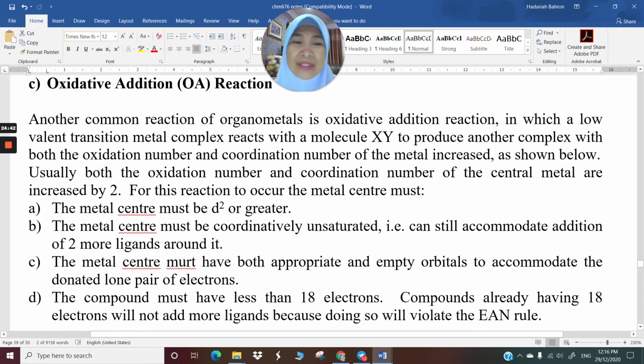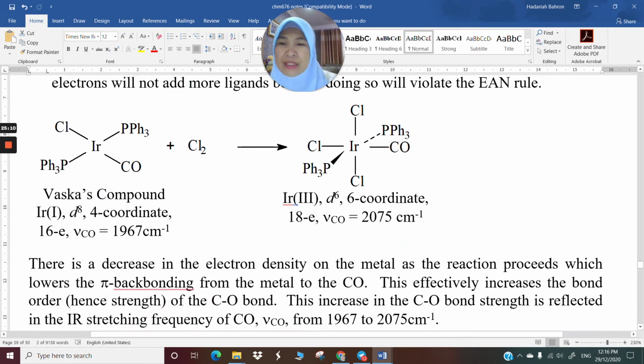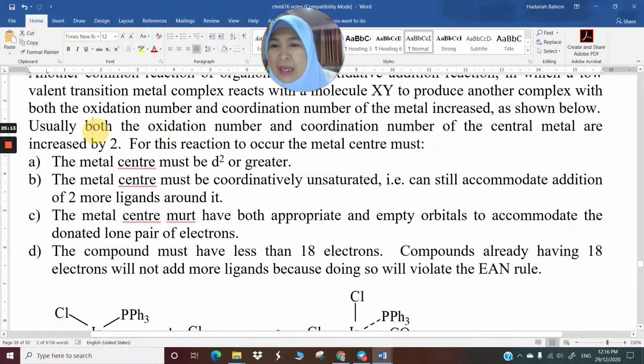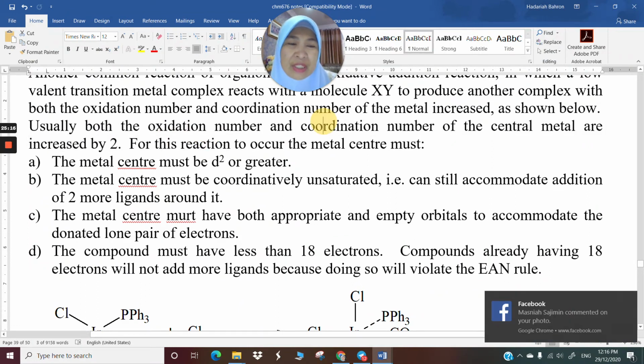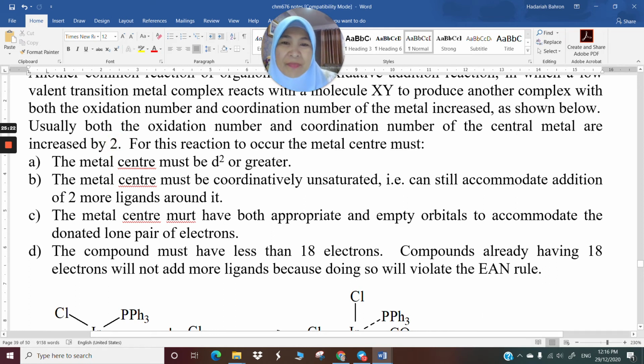So this is the third reaction that I'm going to explain to you, which is the oxidative addition reaction. Another common reaction for organometals is oxidative addition, in which a low-valent transition metal complex reacts with a molecule XY to produce another complex with both an increase in the oxidation number and coordination number, as shown here in this picture. Usually, both the oxidation number and coordination number of the central metal are increased by 2. For this to occur, there are 4 things that must be obeyed.